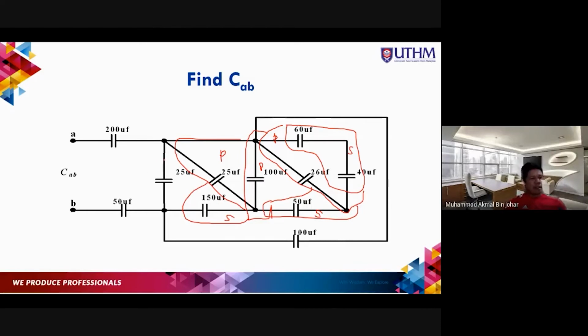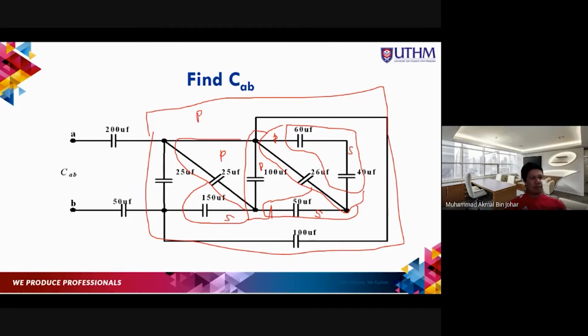Lepas tu ketiga-tiga ni, ini dan keseluruhan ini you baru parallelkan menjadi satu capacitor. Lepas tu 1, 2 and 3 adalah in series. Itulah bagaimana you mengira capacitor dalam kompleks, at this high complexity ni.